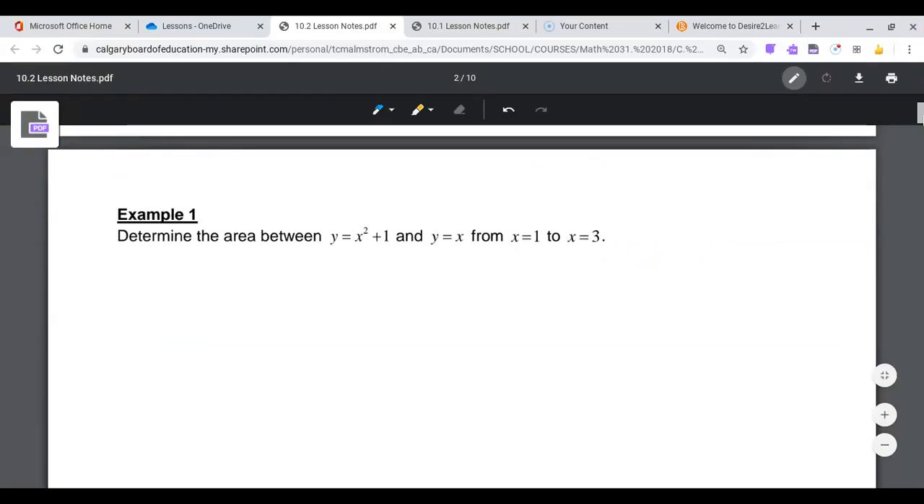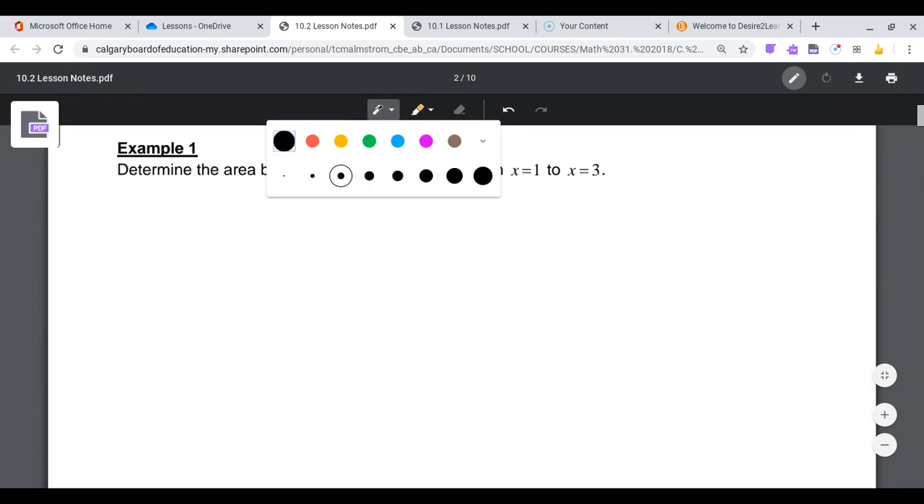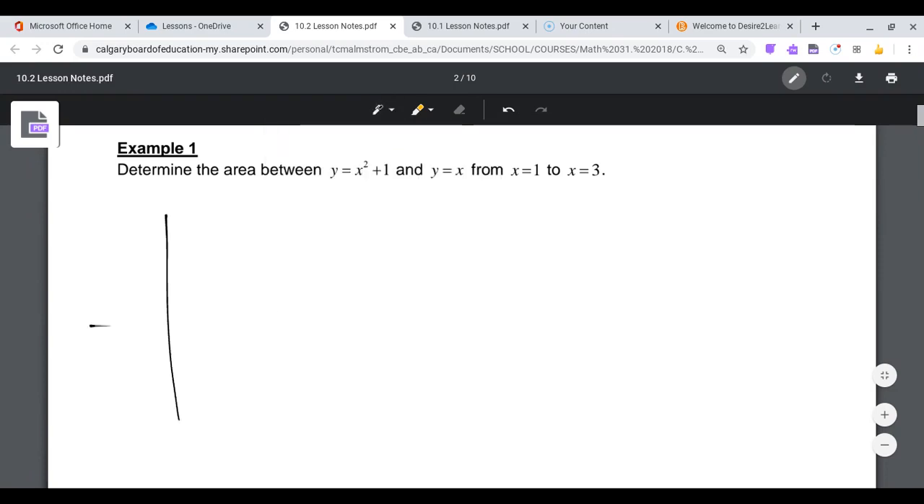So notice we now have two functions to work with and a boundary. So from x equals 1 to x equals 3. So it's going to be really important that we draw ourselves pictures. Okay, so y equals x squared plus 1 is a parabola that has vertically translated 1 unit up. That's a terrible parabola, but you know what I'm doing.